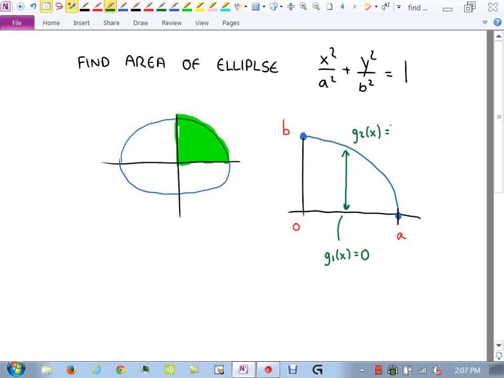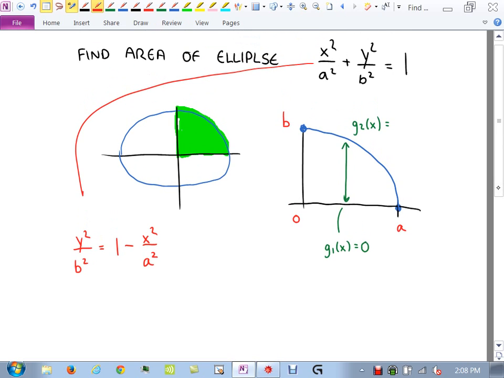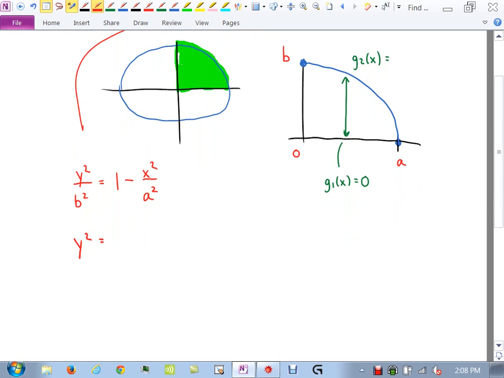So what I need to do is get it as a function of x, which means I need to take this equation up here and solve it for y. So let me do that. Y squared over b squared equals 1 minus x squared over a squared, thank you. Then multiply both sides by b squared. Y squared equals b squared minus b squared over a squared x squared. Now, square root. And now I should have a plus or minus, right? But the plus is the one on top. The negative is the one on bottom, which I'm going to throw out because I'm only looking in the first quadrant. So I have the square root of b squared minus b squared over a squared, x squared.